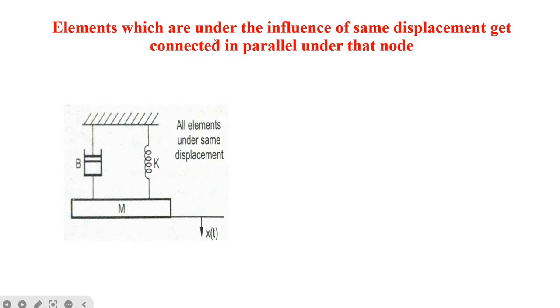The third case is when the elements which are under the influence of the same displacement get connected in parallel under that node. In this figure you can see you have a stationary surface, and here you have a displacement x of t. x of t is nothing but the node. This is displacement in the mechanical system; in the equivalent mechanical system, it will be a node. Now all these elements, b the dashpot, spring k and the mass m, are under the influence of the same node x of t. Therefore, these elements get connected parallelly under the influence of this node.